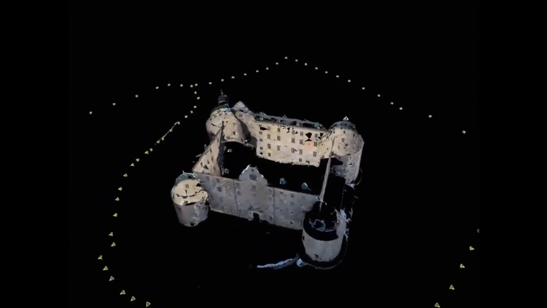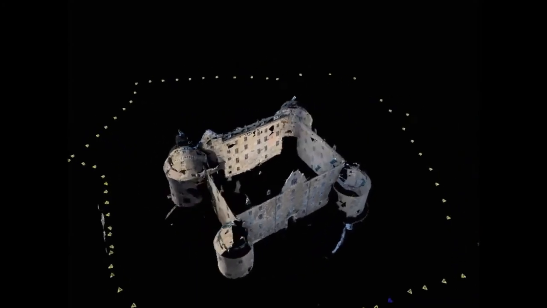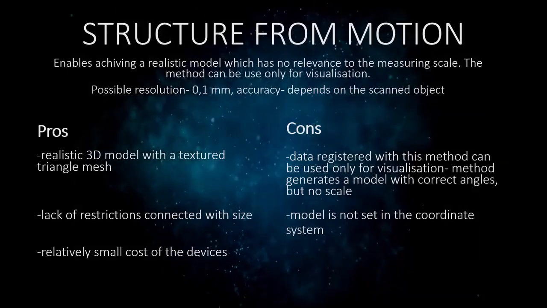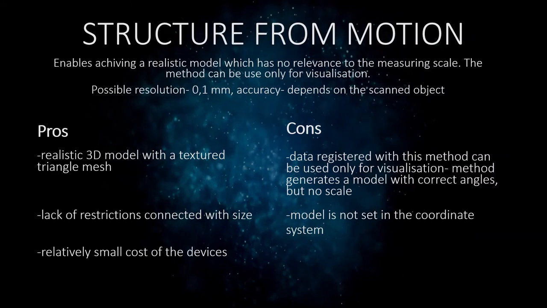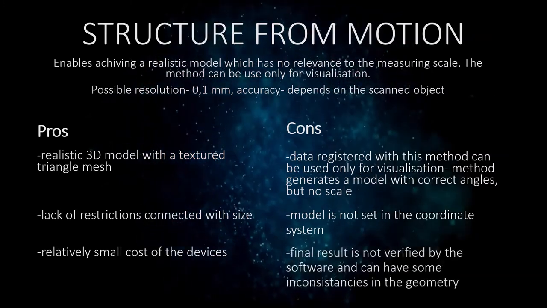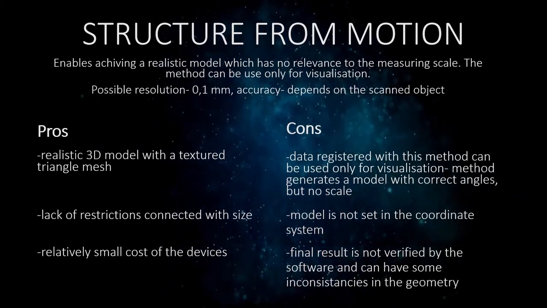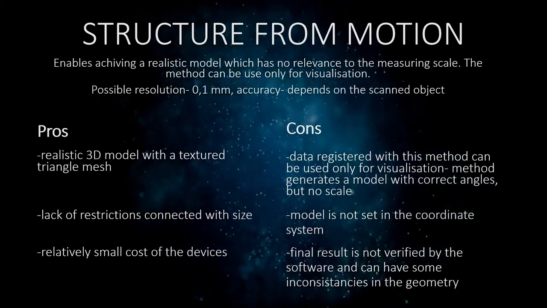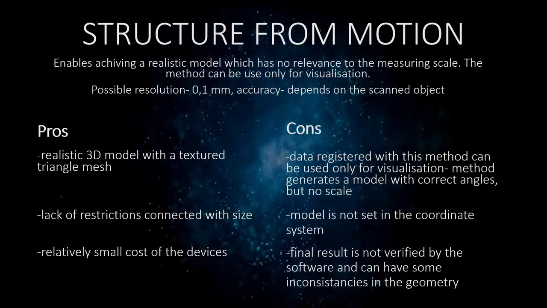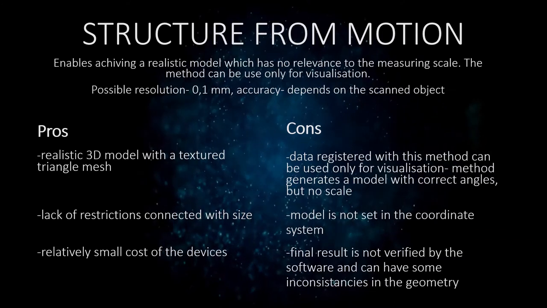Because the whole process is automated and is based on generating the measured points from the object's surface in accordance with inconsistently precise data, the effect of the modeling process is hard to predict. The final result is not verified automatically by the software and can have some inconsistencies in the geometry. At the end of data post-processing, scientists by themselves have to decide the level of acceptability of the generated model.